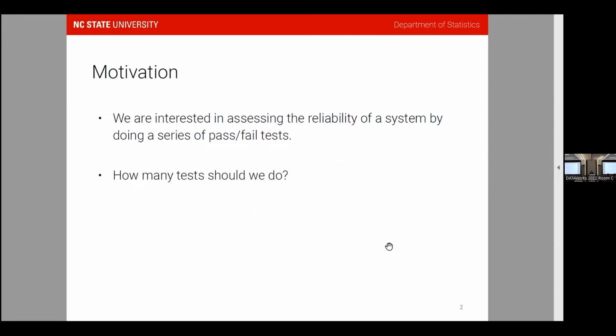So in this project, we were interested in assessing the reliability of a system by doing a series of pass-fail tests. So we would like to know how many tests we should do in advance to be confident enough that the system is really reliable.